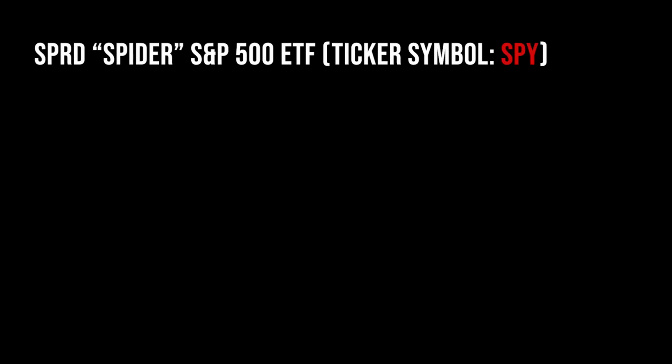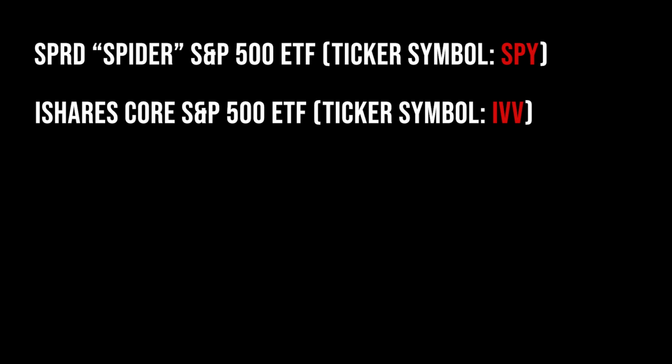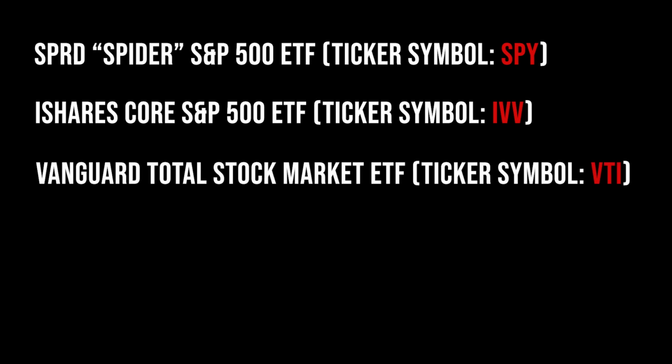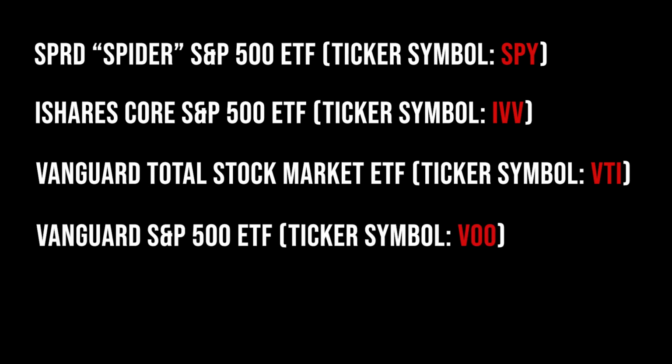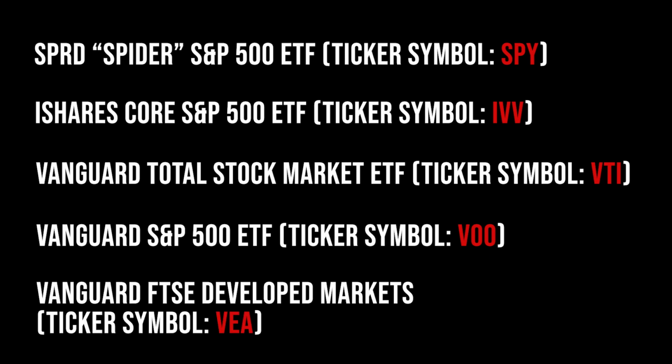The first one is SPDR S&P 500 ETF. It's nicknamed the Spider, and its ticker symbol is SPY. The second one is iShares Core S&P 500 ETF, and its ticker symbol is IVV. The third one is Vanguard Total Stock Market ETF, and its ticker symbol is VTI. The fourth is Vanguard S&P 500 ETF, and its ticker symbol is VOO. And finally, we have the Vanguard FTSE Developed Markets with a ticker symbol of VEA.